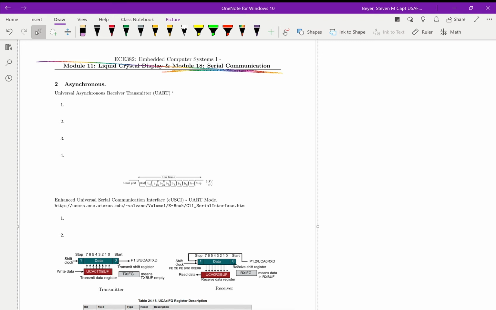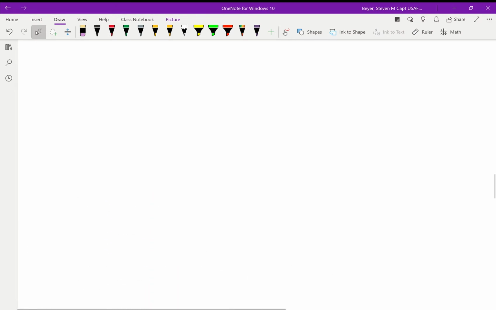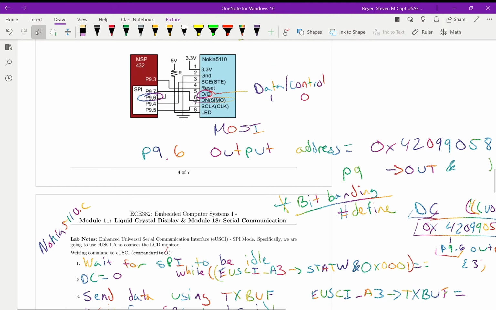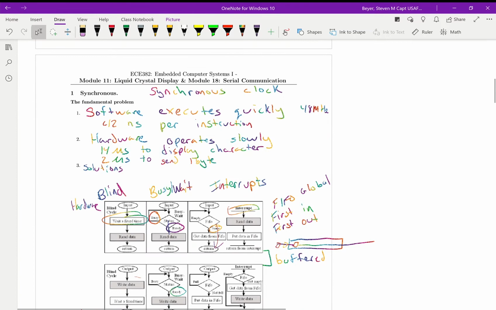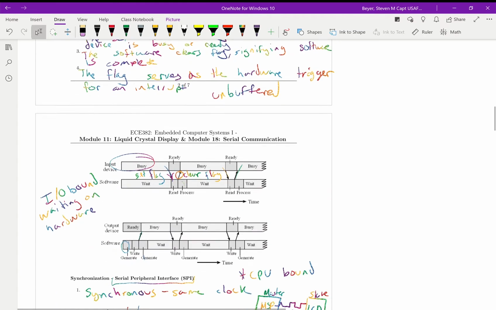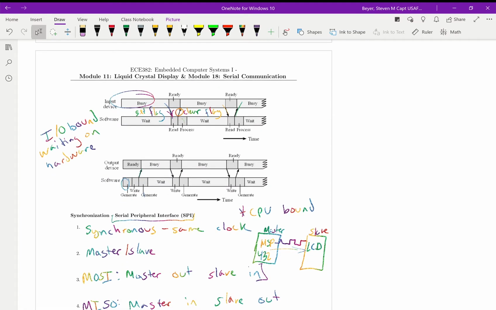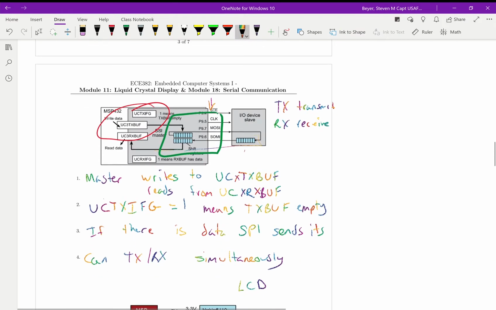Alright, welcome back. This is part 2 of the video. It's really module 18, serial communication. But again, like I said, I like it to be a little bit closer to the synchronous SPI, LCD stuff we did. Again, SPI is that synchronous version, but specifically stands for serial peripheral interface. I wrote that right there.